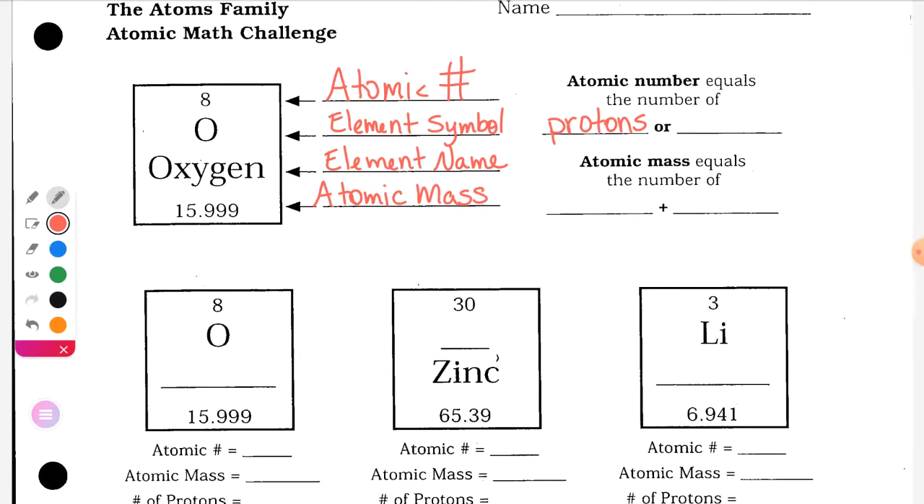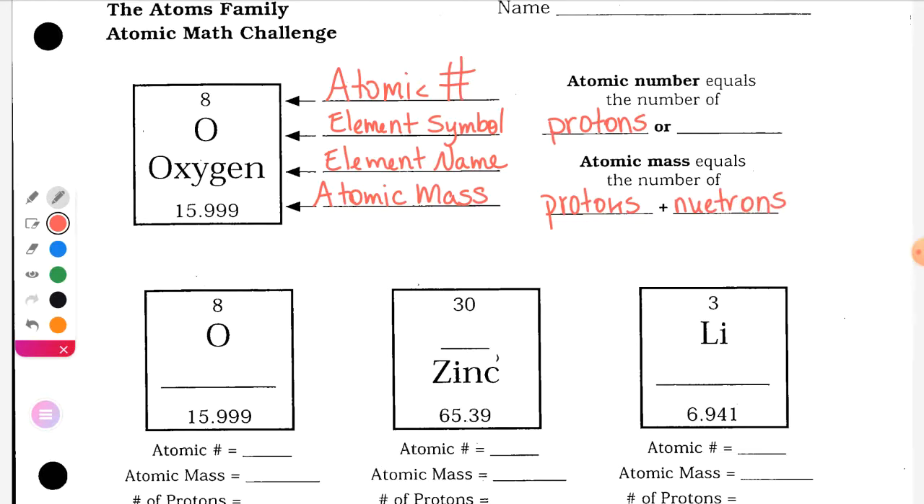Now we're going to talk about the math. Let's go down to where it says atomic mass equals the number of blank plus blank. Aiden. The atomic mass equals the number of protons plus neutrons.